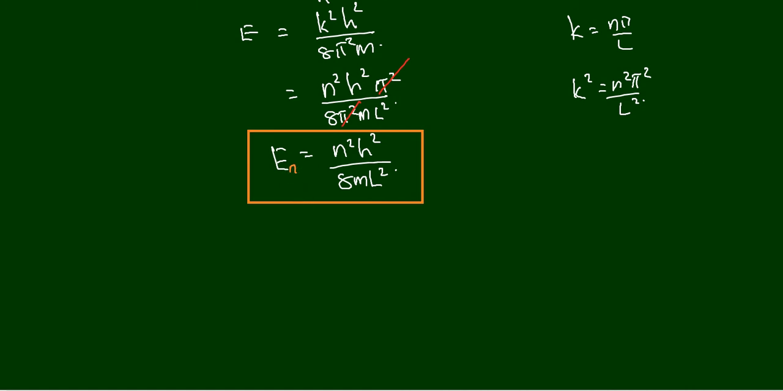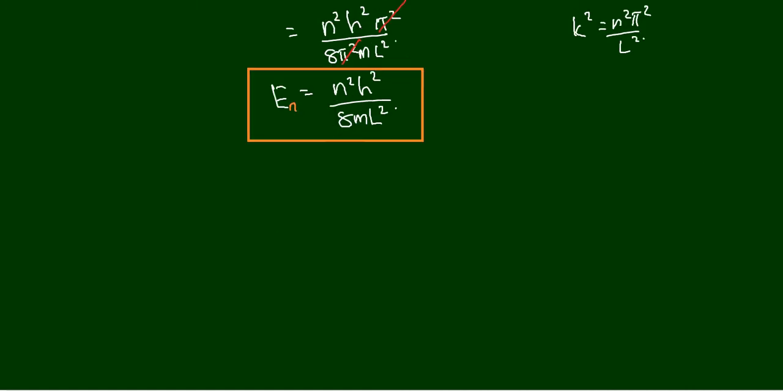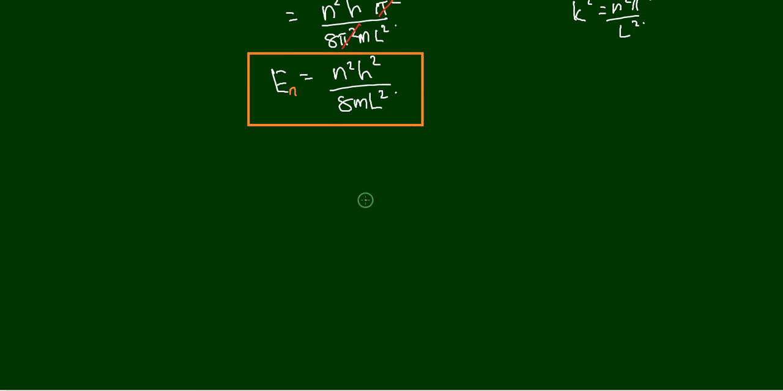Okay, so the energy values En, the different possible energies of the system, can be calculated. This expression says that the first possible energy is for the least value of n. What is the least possible value of n? n is equal to 1. That is the least possible value of n. We already proved that, right?